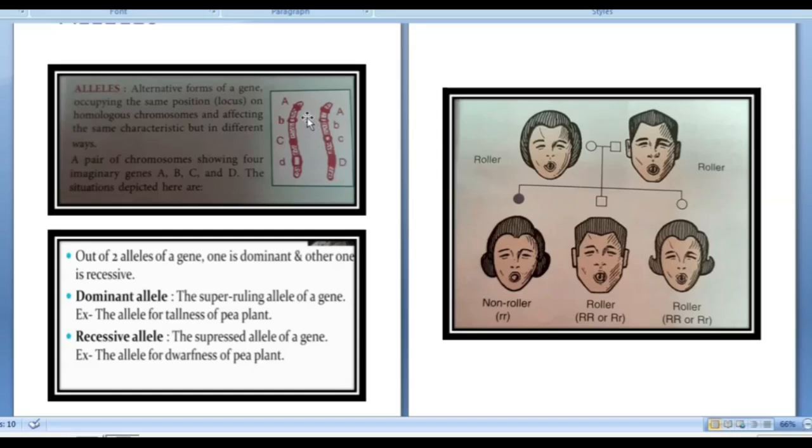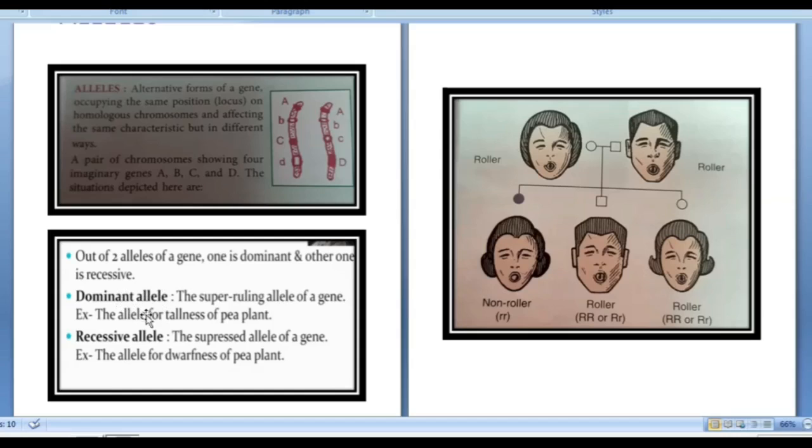So, A is homozygous dominant. Dominant gene is always written in capital letter. B is homozygous recessive. C and D are heterozygous. A chromosome on its own can never be dominant or recessive. It is the genes that are dominant or recessive, or the alleles of the genes which are dominant or recessive. Out of two alleles of a gene, one is dominant and the other is recessive.